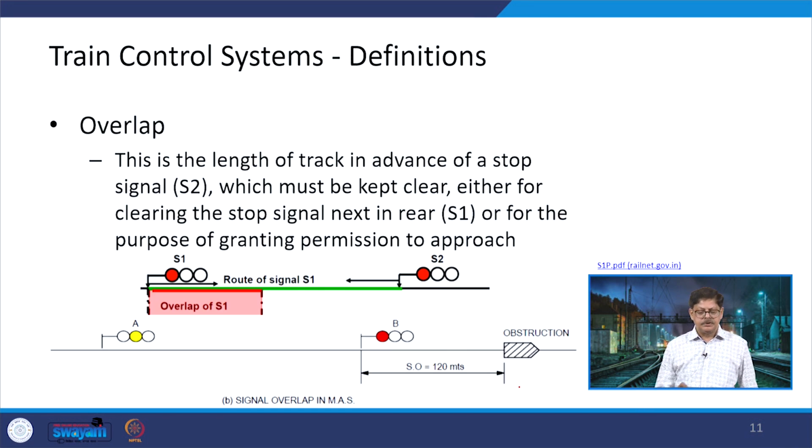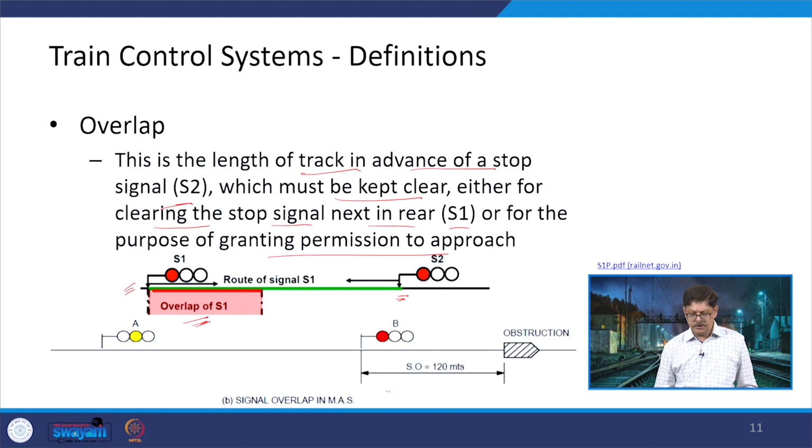Then overlaps. This is the length of the track in advance of a stop signal, say S2, which must be kept clear either for clearing the stop signal next in rear, S1, or for the purpose of granting permission to approach. So, there is a particular length which we are talking about here. This length is being shown in this case. This is in advance of the stop signal, this is a stop signal S2. Just in advance of that, here we are looking at the rear as S1. So, this is the route of signal S1 being set, and there is an overlap of this signal also, and this overlap of a signal is defined as signal overlap.